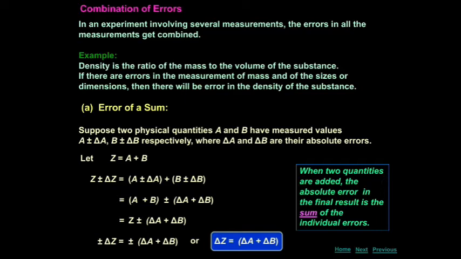So this is what we do. Now if they ask us to add two errors, we use this formula: del Z is equal to del A plus del B. When the two quantities are added, the absolute error in the final result is the sum of the individual errors. When the two quantities are added, add the absolute errors del A plus del B to get the final result. That is the note. Okay, see one example for this case.